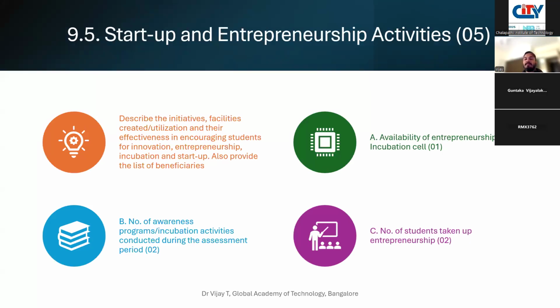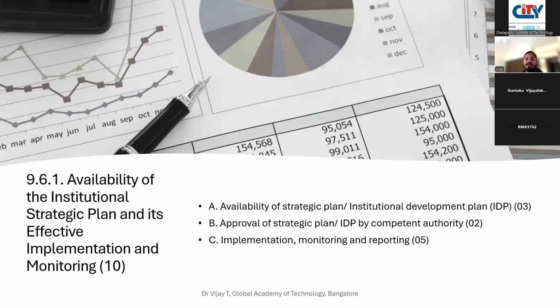Then the IIC cell, complete details of the IIC cell should be there here. Startup and entrepreneurship activities, what is being done at institute level, IIC activities. Then how do you do it? Number of students participating in this. Do you have any startups that are being developed by the institution? How effective is it? Do you have any unicorns, venture capitalists? So all the details of the IIC have to come under this. So availability of institution strategic plan and its effective implementation as per NEP.